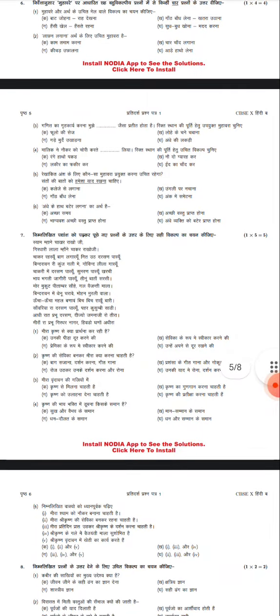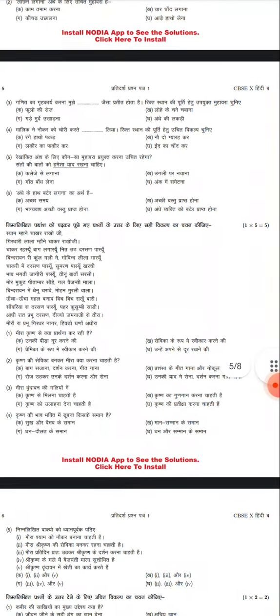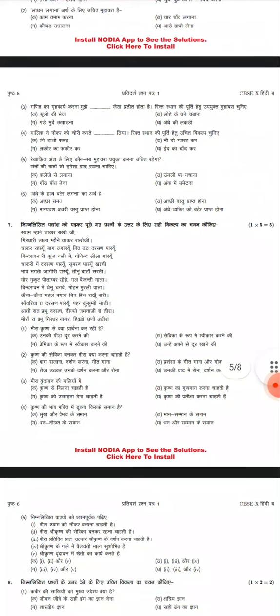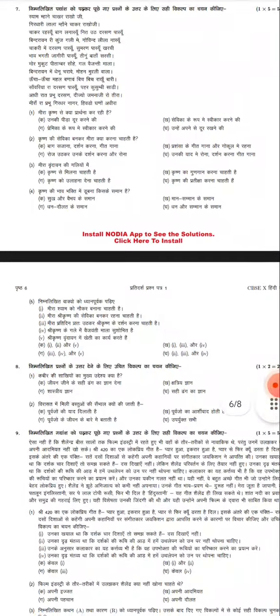Then coming to the next question, the question number 7, which is a poem from your textbook. It's not an unseen poem, it's a seen poem from your textbook, which will give you 5 marks. 1 mark for each MCQ question, you will get 5 marks.